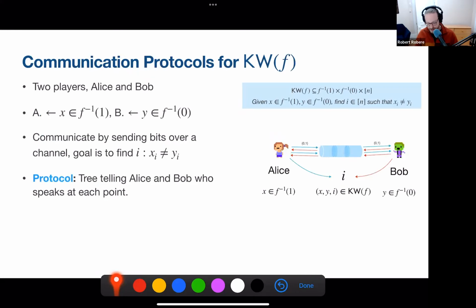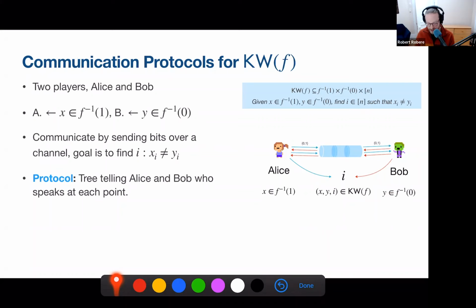Okay. So corresponding to Boolean circuits, we have communication protocols for the Karchmer-Wigderson game. Now we're in the setting of deterministic communication complexity. We have two players, Alice and Bob, and they can communicate over some communication channel. Alice is going to get one input to the Karchmer-Wigderson game, and Bob will get the other input. They want to communicate bits back and forth across this channel so that they can agree on a solution to the game. In the standard Karchmer-Wigderson game, the goal is to communicate and then find an i such that x_i is 1 and y_i is 0.